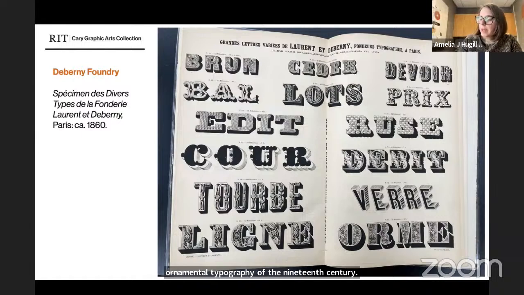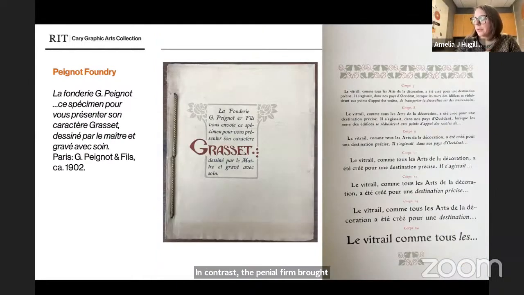In contrast, the Peignot firm brought more contemporary successes in type design for Art Nouveau typefaces like this one, Grasse, inspired by the lettering of the Swiss graphic artist Eugène Grasse. And I just want to read to you the title of this type specimen pamphlet. The foundry of Georges Peignot et Fils is sending you this specimen to present its character, Grasse, designed or drawn by the master and engraved with care.